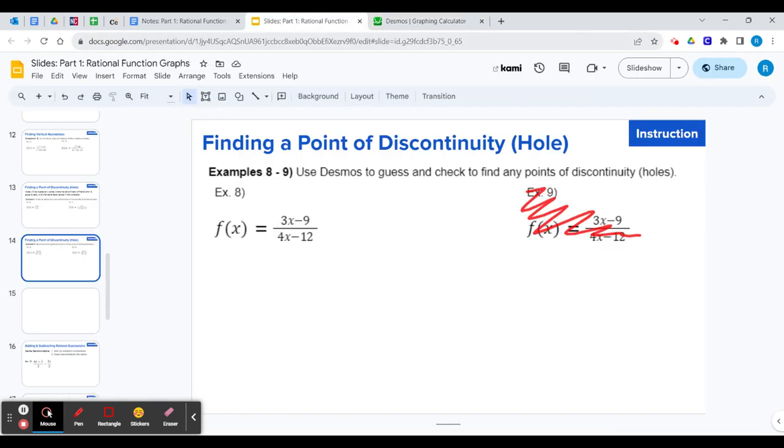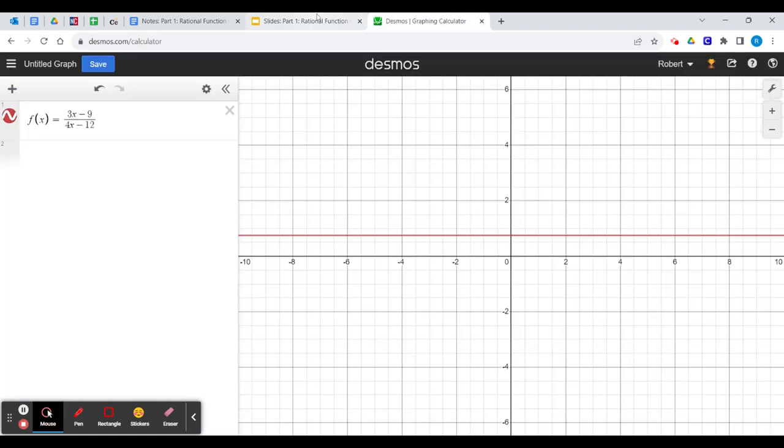If we look at it, we might just have to guess and check. We can click and drag along and search for a spot where maybe our graph becomes undefined. It looks like nothing on the negative side, nothing on the positive side. I might have glanced over it, so let me go slower at this point. If we look here at x equals 3, it is undefined there.